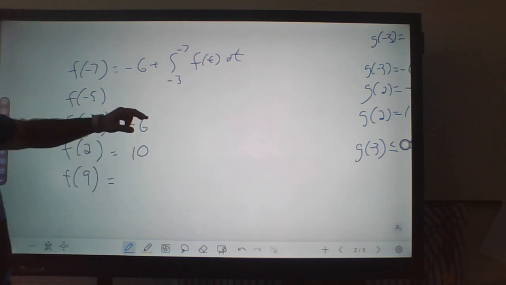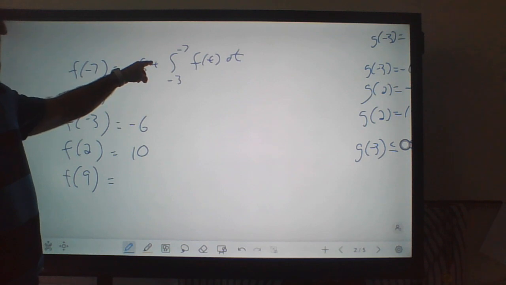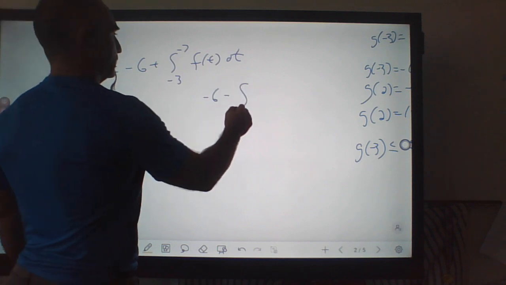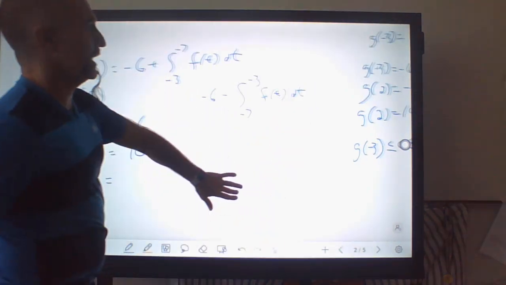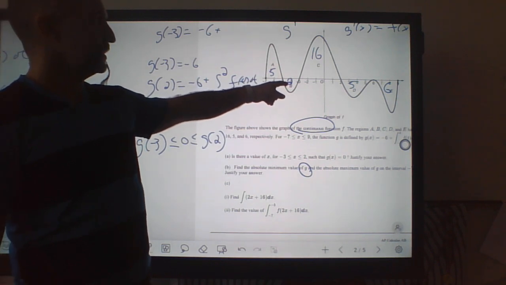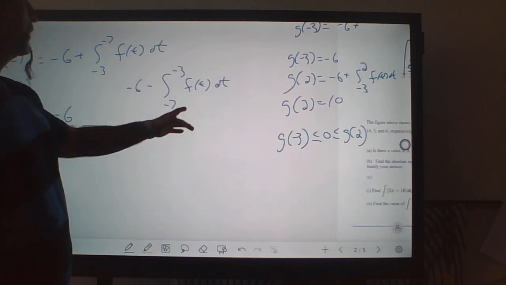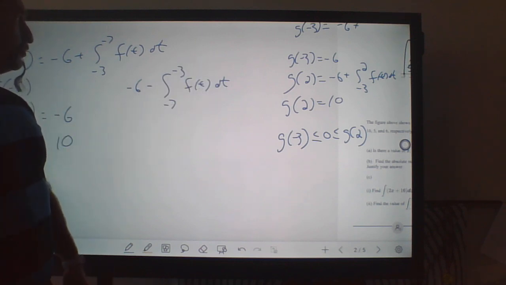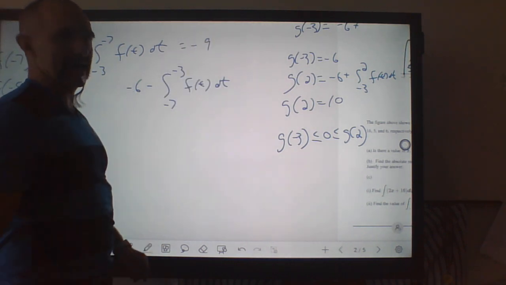So one method here is you can use that property where we switch the limits of integration and then just negate the integral, so that would turn into -6 minus the integral from -7 to -3 of f of t dt. And what is that region from -7 to -3? A +5 and a -2. So that's a +3. So I'm really adding 3. So this whole integral is equal to +3. -6 minus 3. That does equal -9.